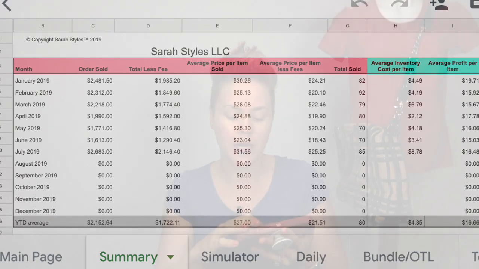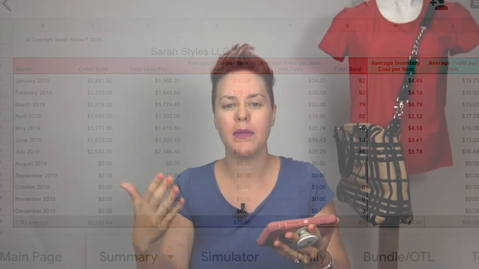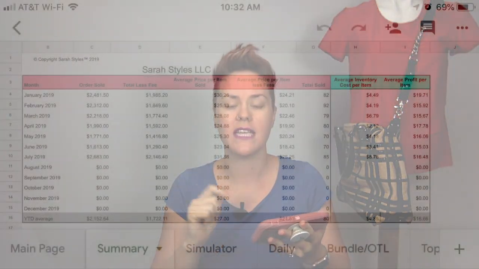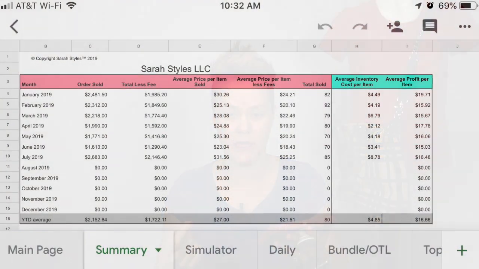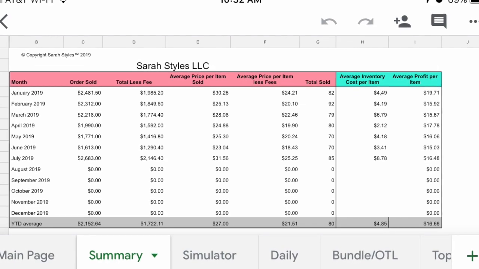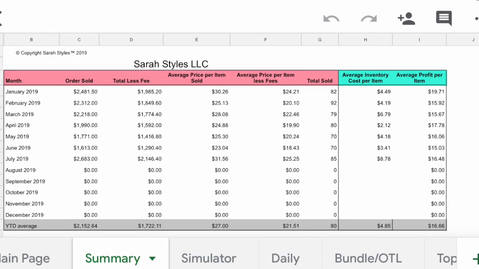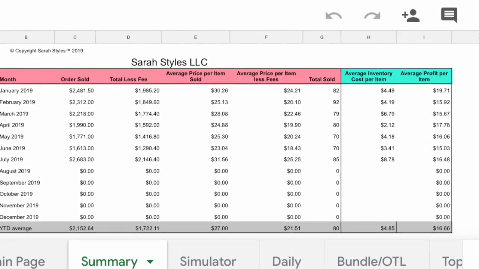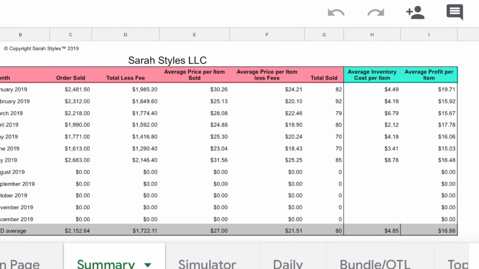So this average price per item is going to be a big number in how we look at data, because that takes out, like I said, a lot of the noise and gives you an average of how you're doing. And then we have your total sold. If you track your inventory costs, you can put that in as well, because that's obviously coming out of your profit. And then I have here the total average amount that I made per item less my inventory costs.